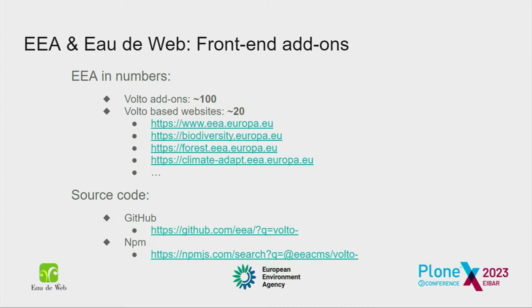First one is the EEA main portal, the portal about biodiversity, the one about forests, Climate-ADAPT, and so on. All the source code is open source and can be found on the EEA GitHub organization. And of course, they are all released on NPM.